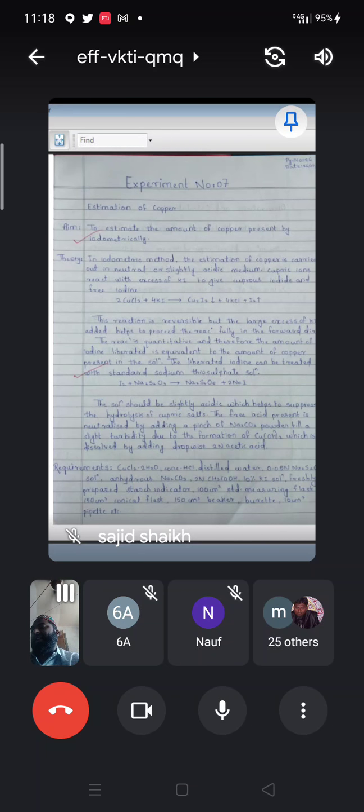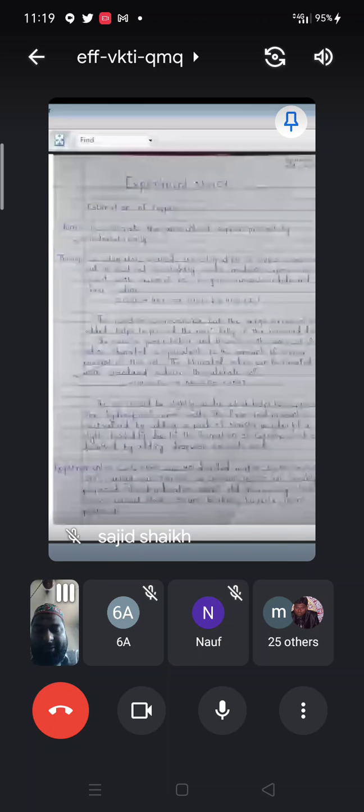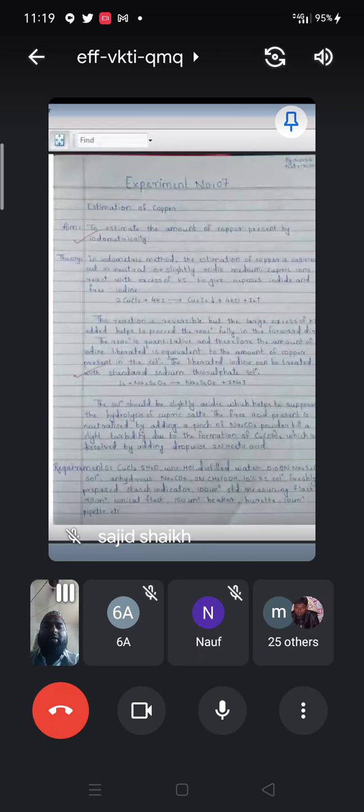This reaction is reversible, but the large excess of KI added helps the reaction proceed fully in the forward direction. See, KI is in excess, that's why this reaction goes in the forward direction only. When copper chloride reacts with KI it is a reversible reaction, but when we take excess KI it becomes a forward reaction only. The reaction is quantitative, and therefore the amount of iodine liberated is equivalent to the amount of copper present in the solution.